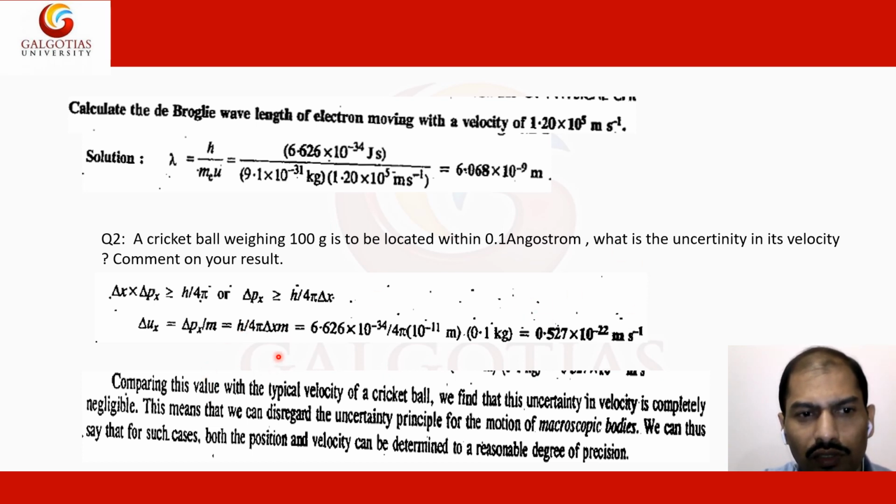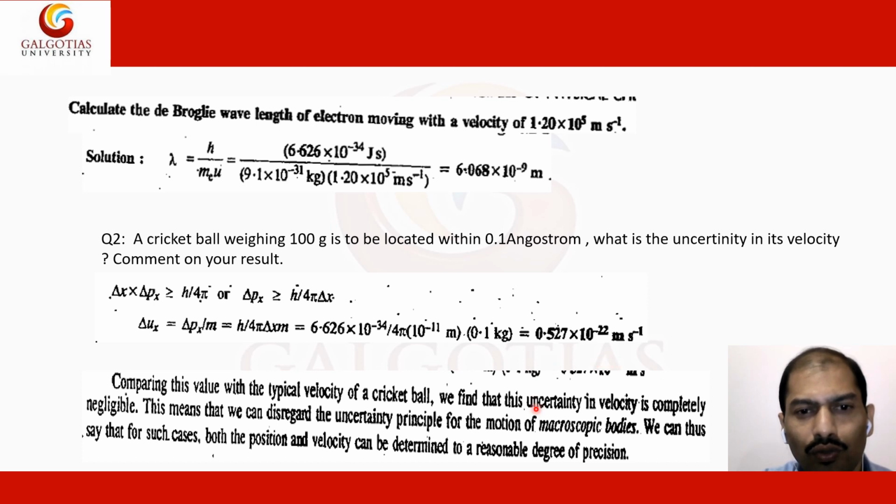So there is some uncertainty, and comparing this value with the typical velocity of the cricket ball, we find that this uncertainty in velocity is very negligible, because this is the uncertainty in velocity that you are calculating. So what is the comment on your result, what do you expect from answering this question? Actually this uncertainty is of the order of 10 raised to the power minus 22 meter per second. So obviously this is a very negligible value, so the cricket ball has very negligible uncertainty in its velocity.